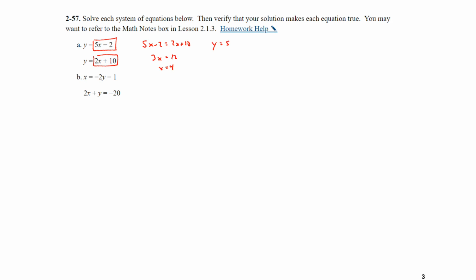And then I can take the 4 and plug it back in for x into either one of the equations, and then I will get 18. So the ordered pair is 4, 18. That's your solution. Now it does want me to verify that my solution is true, so I should plug it back into both equations and make sure it works out. 18 is equal to 5 times 4 minus 2. So 18 is equal to 18. That one works. And then 18 is equal to 2 times 4 plus 10. And that would be 8 plus 10 is 18. So once again, verifying that the solution is correct.